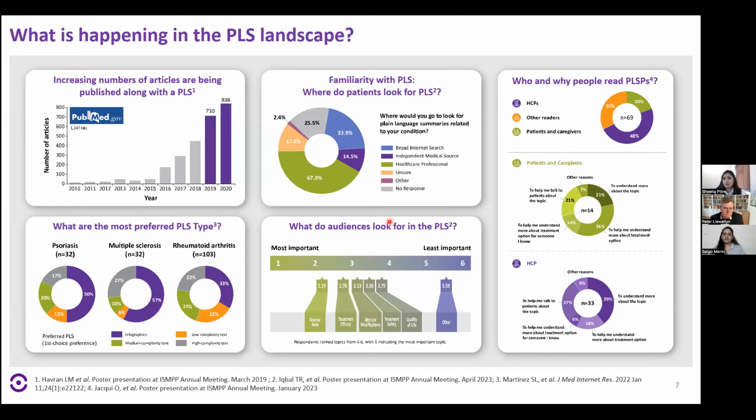So we've discussed the landscape. We've discussed the different types. So I think it's time to discuss what goes into a plain language summary. How do we write plain language summaries, and what are the various aspects and key areas that we look into while developing a plain language summary? So I'd like to call upon Salgo to take us through the next topic.